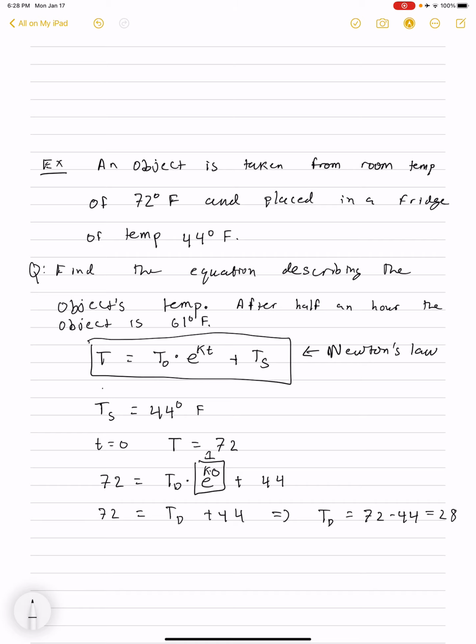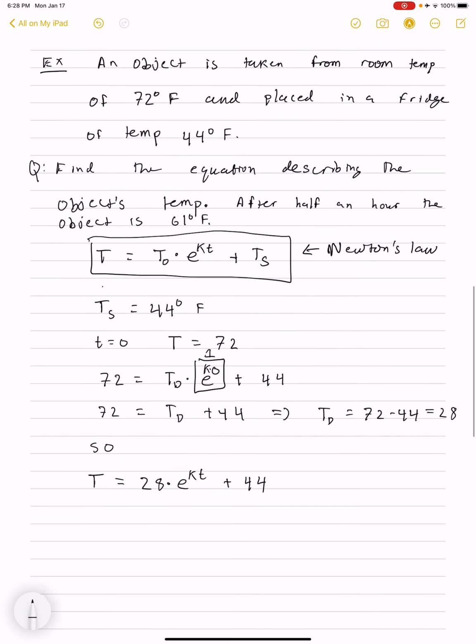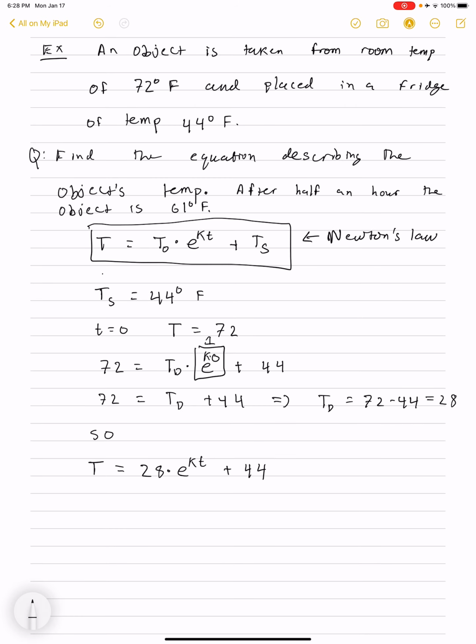So it really is the difference between its initial temperature and the temperature of the surroundings. At the end of the day, you're going to say, okay, what do I know? Plugging in what I know, I get 28 times e to the kt plus 44 degrees. Well, there's only one thing left to do. We need to know the value of k. To figure out the value of k, we use that when t is equal to 30, the temperature is going to be 61 degrees.